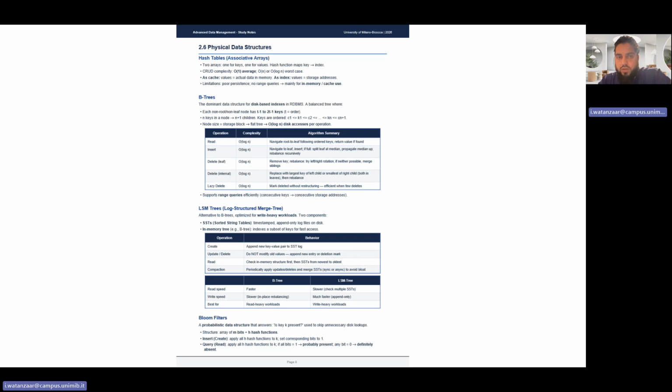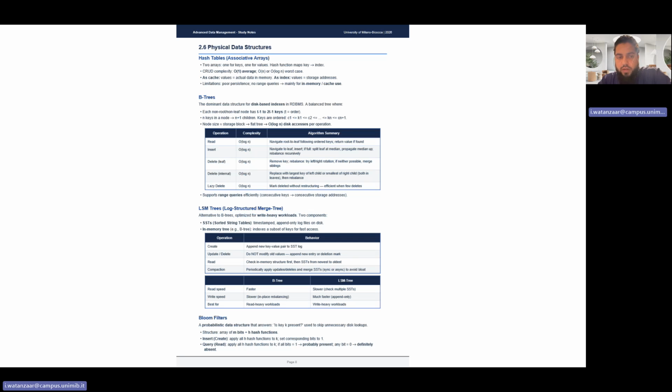LSM tree is the log-structured merge tree. So the Bloom filter works alongside both of them and addresses their gap. It is used to skip unnecessary disk lookups, so they are only asking whether the key is present. How does it work? The structure is an array of bits plus hash functions. On insert or create, apply all h hash functions to k and set the corresponding bits to 1.